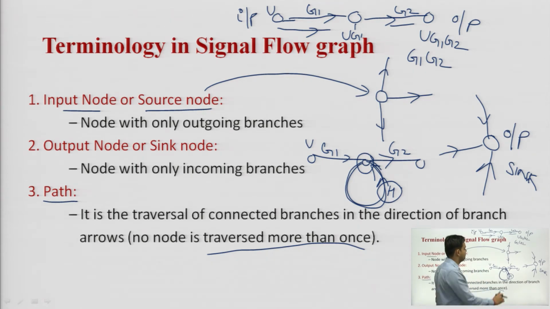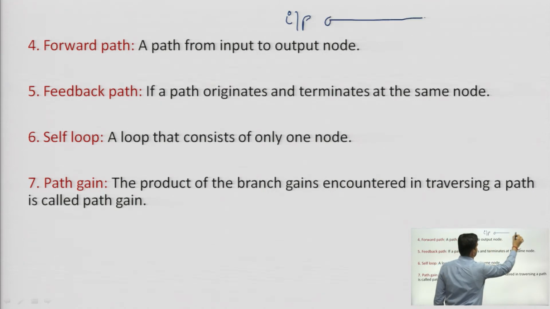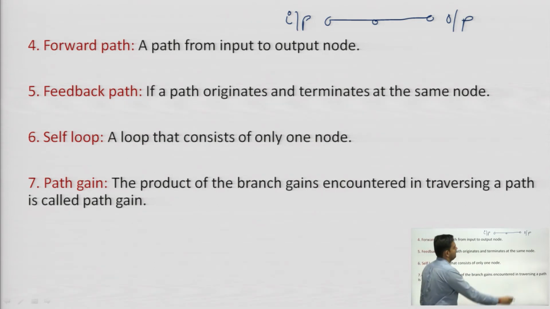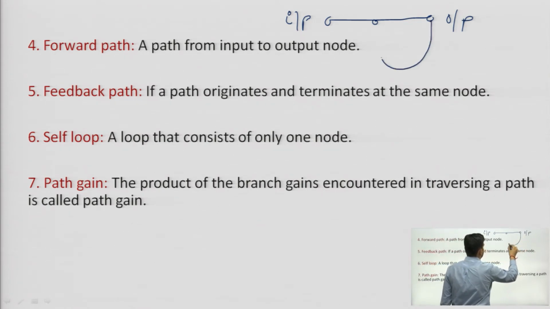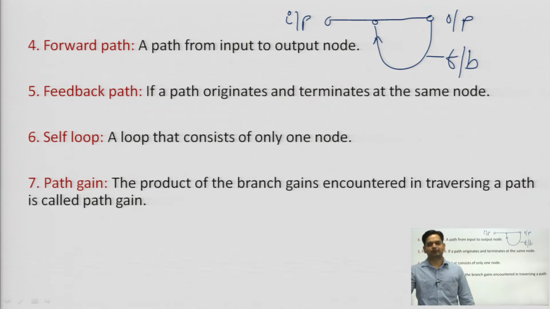So, we have to keep in mind that whenever we define a path, it should cover each node only one time. Whenever repetition happens, that is an invalid path. Then forward path: whenever we move from input node to output node, that is known as a forward path. And what is a feedback path? Whenever a signal goes from the output back towards the input, in the reverse direction, that is a feedback path.